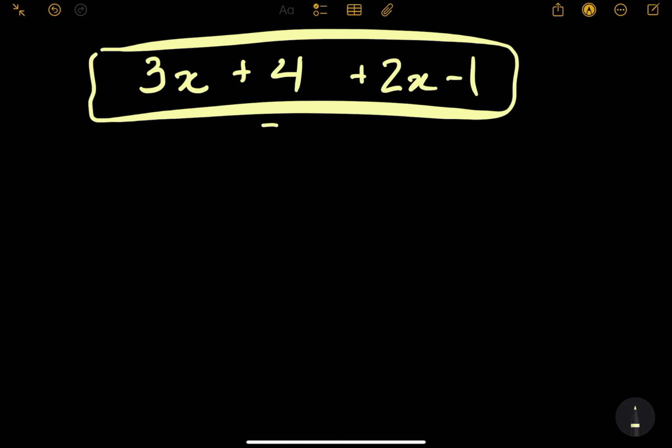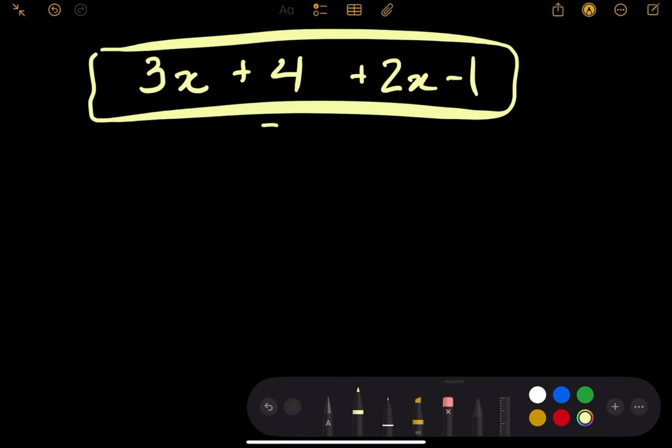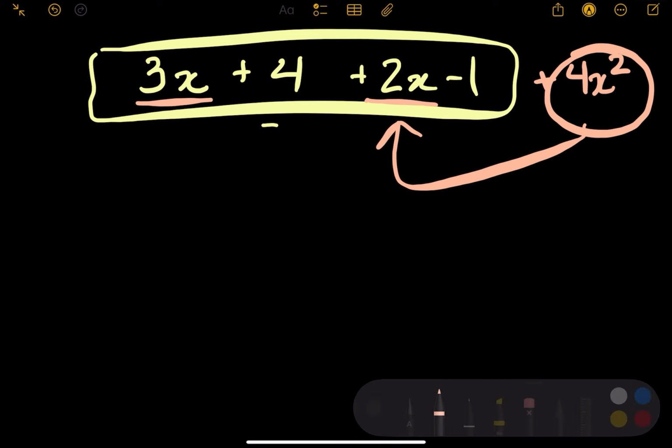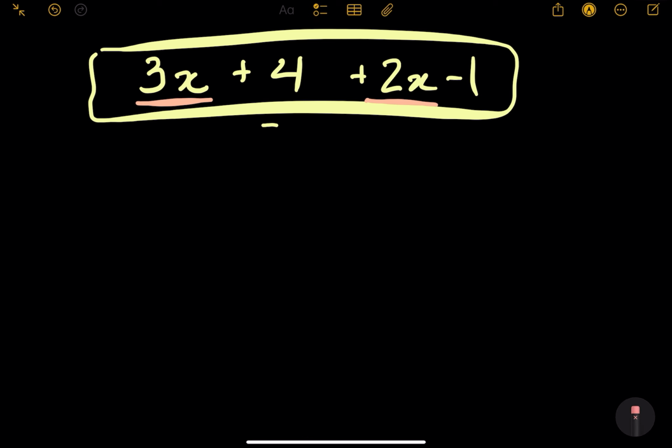So what we're going to do is combine like terms. But before we combine our like terms, let's identify them. We see that the 3x and 2x are both similar, and we know that they're like terms because they both have that variable x. But let's say we had a plus 4x squared. x squared is not going to be a like term to a general x. That's one thing to keep in mind.